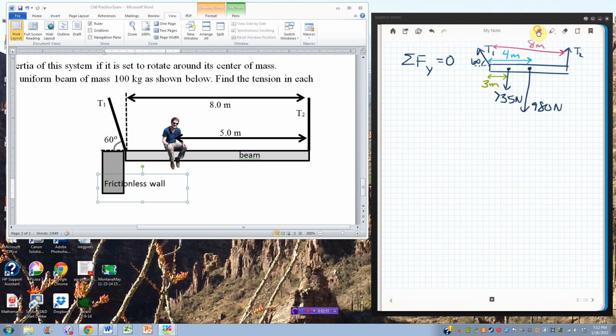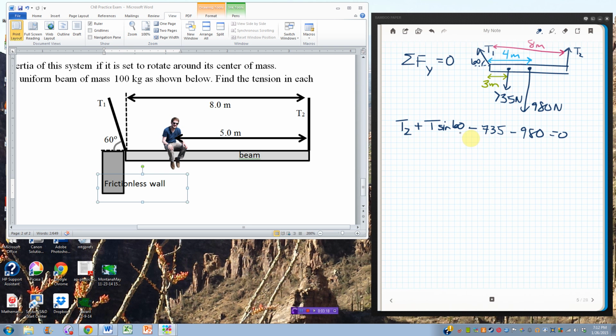Okie dokie. Well, those distances don't matter for net force. Net force is simply going to be all the forces up, so I've got T2 plus T1, but only the y component of that, so sine 60, and then minus everything that's down, that'd be 735 and 980. That should equal zero.